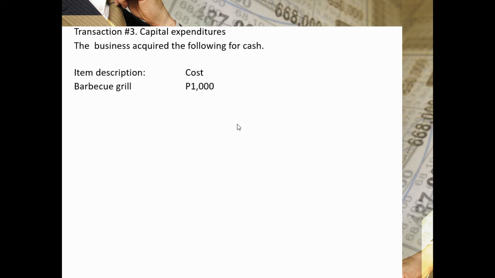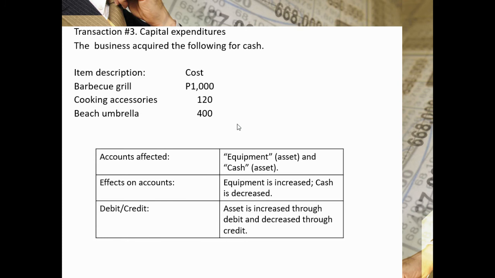Next, transaction 3 is the capital expenditures. The business acquired the following for cash: barbecue grill 1,000, cooking accessories 120, beach umbrella is 400. So based on the transaction, for cash daw siya. So nagbayad ka ng pera nung binili mo siya. What is the effect in the transaction? Of course, equipment tong mga to. And you use cash to acquire the following equipment. So the accounts affected will be equipment, it's an asset, and cash, it's also an asset.